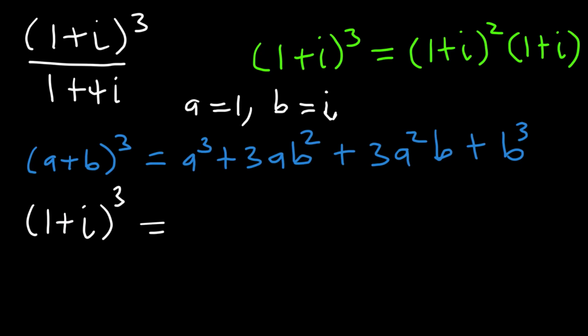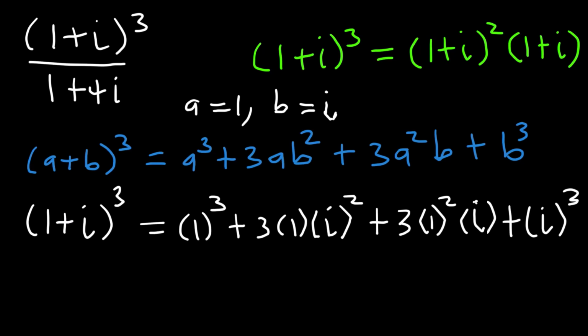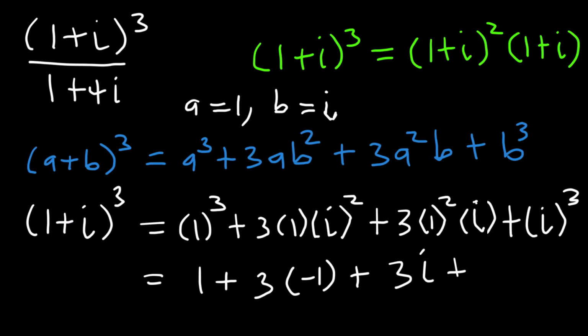So this will be equal to 1 raised to the power of 3 plus 3 times 1 and then times i raised to the power of 2 plus, now this will be 3 times 1 to the power of 2 and then times i and then plus i raised to the power of 3. So this will be equal to 1 plus 3. Now i to the power of 2 will be minus 1 plus 3 and then times i and then plus i to the power of 3, which is negative i.